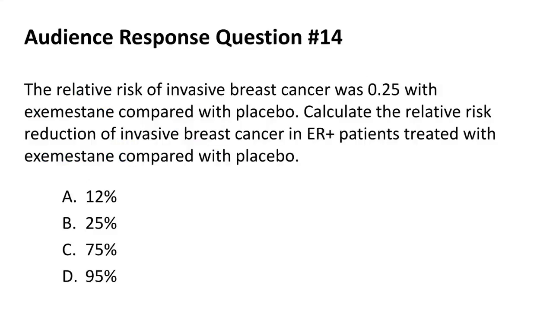So this leads us to our next practice question. The relative risk of invasive breast cancer was 0.25 with exemestane compared with placebo. Calculate the relative risk reduction of invasive breast cancer in ER-positive patients treated with exemestane compared with placebo. So is the relative risk reduction A, 12%, B, 25%, C, 75%, or D, 95%?